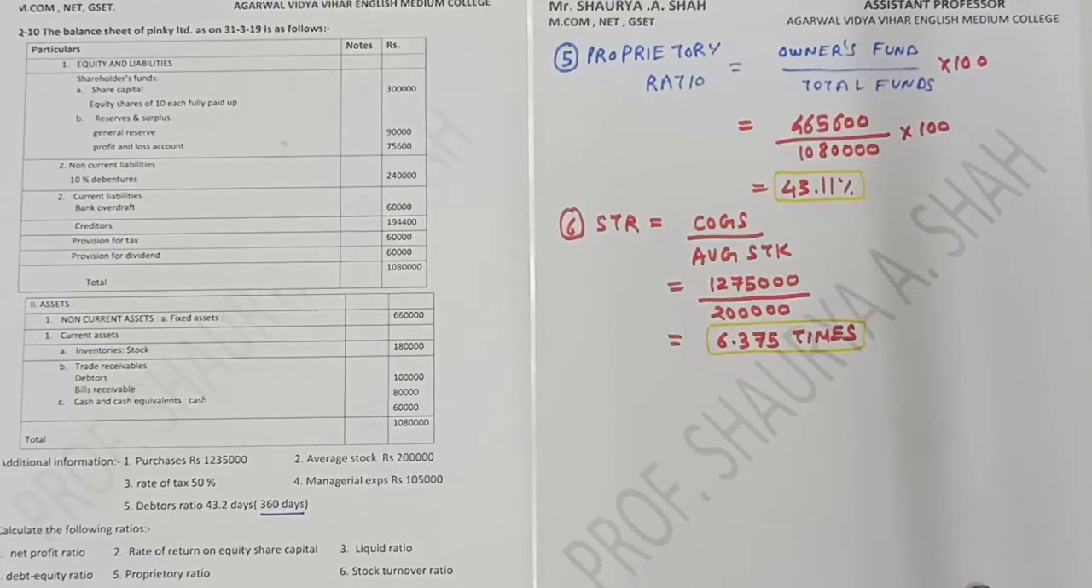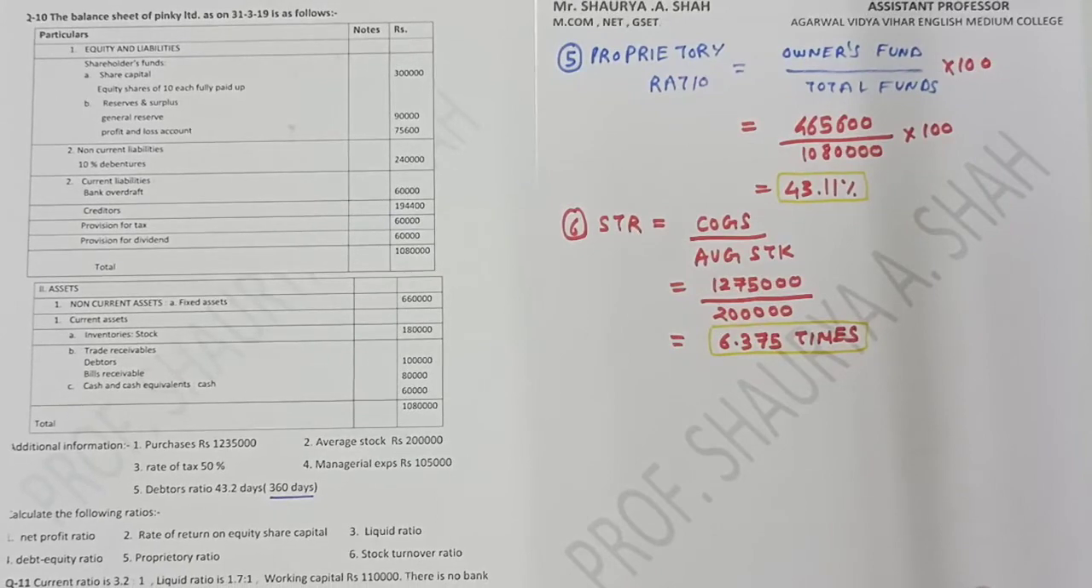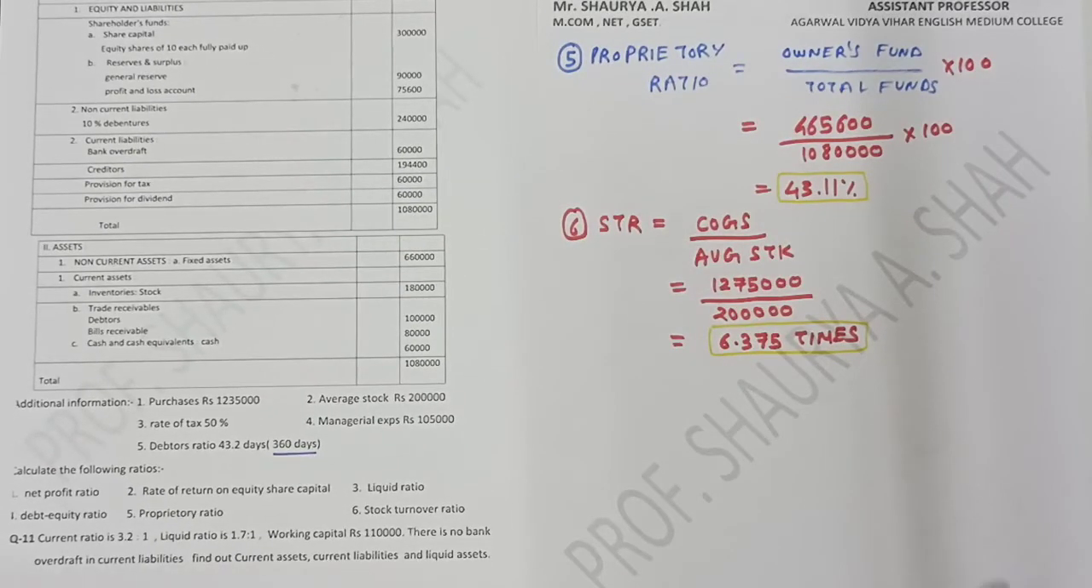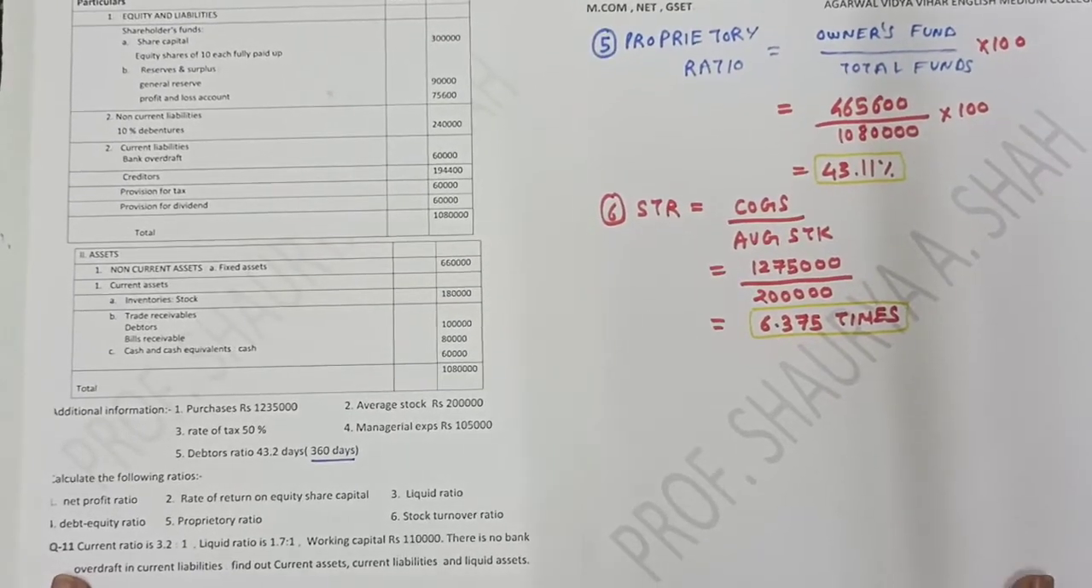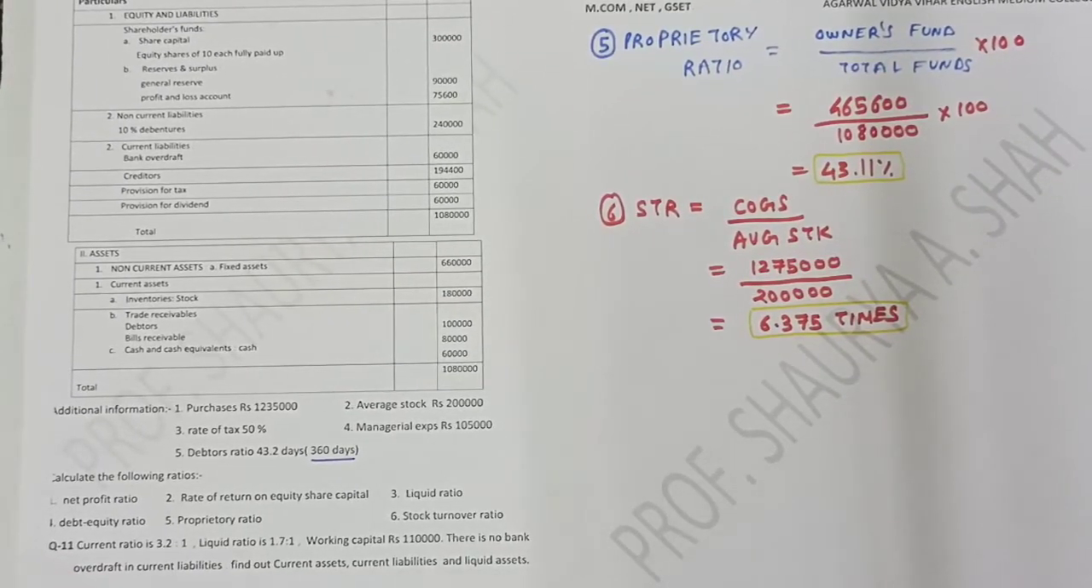Again, you can go through the sum. If any doubts, solve it on your own. Then you will come to know about the doubts which you are having. Fine. So starting with the next sum which I have given, one short sum, that is again question number 11. That is also a university sum. What has been given in the sum, students? Current ratio is 3.2:1, right? So they have given you the answer of current ratio.